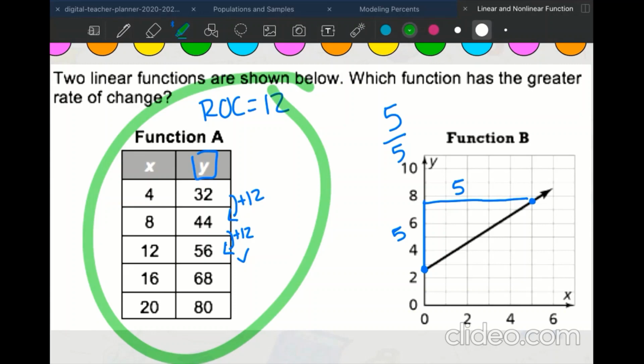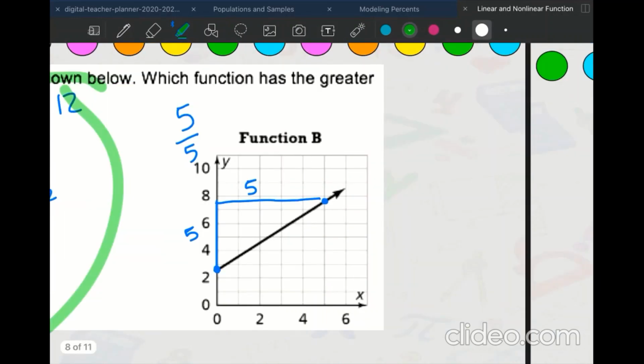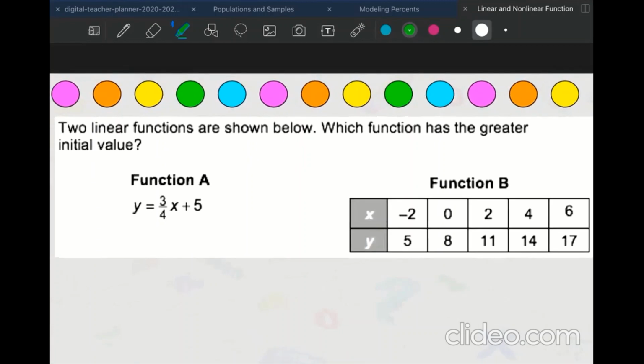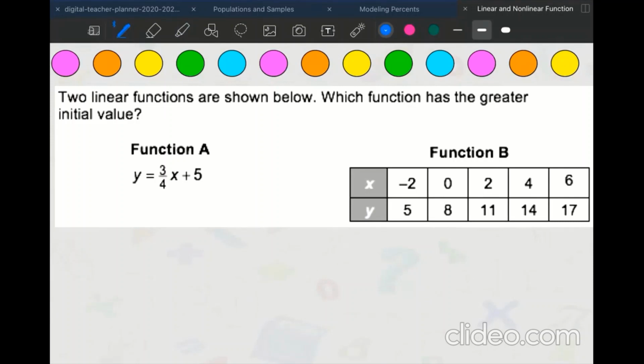All right, let's take a look now at our second problem. It says two linear functions are shown below. Which function has the greater initial value? Okay, so remember, initial are my x's, constants are my y's. Okay, so when I'm looking at function A, y equals 3/4 x plus b. What is my initial value? Jade? 5. Good. So my initial value for function A is plus 5.